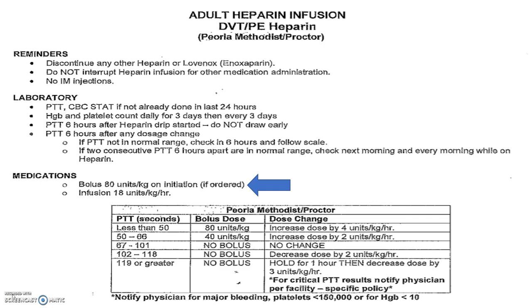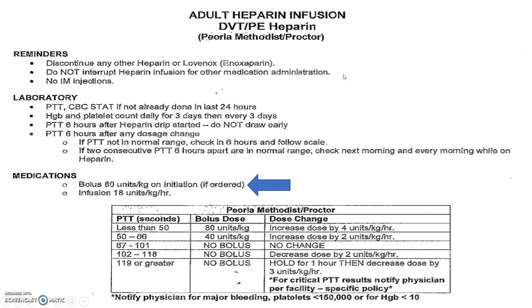Okay, so just taking a quick look at the orders, beginning right at the top, it recommends discontinuing any heparin or Lovenox. That is most likely sub-Q heparin or subcutaneous Lovenox that may have been preventative, preventing any sort of DVT or PE. So maybe at this point, your patient has been diagnosed with either a DVT or is experiencing a pulmonary embolism. So we do not want to interrupt the heparin infusion with any other medication administration.